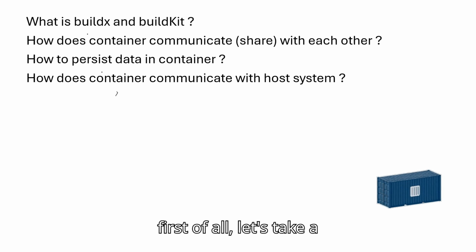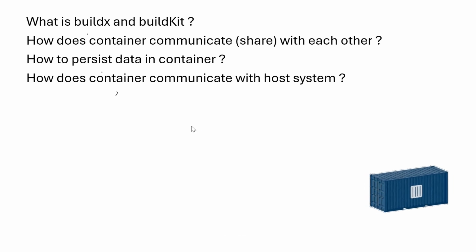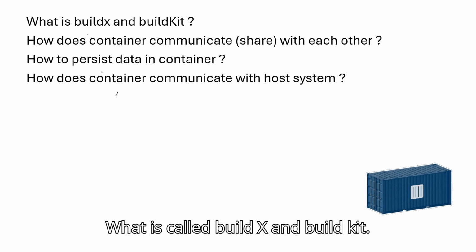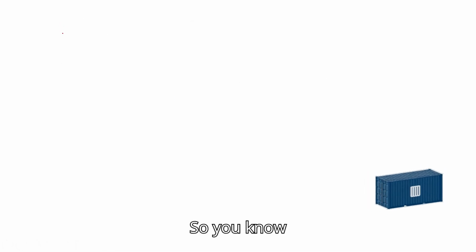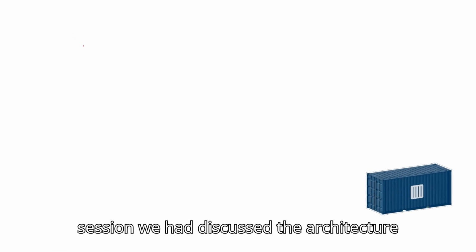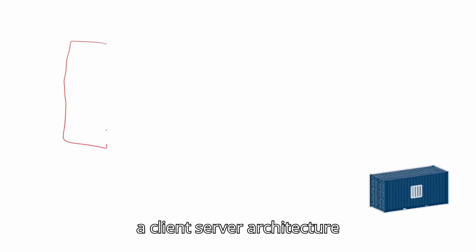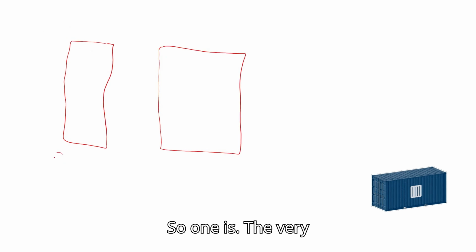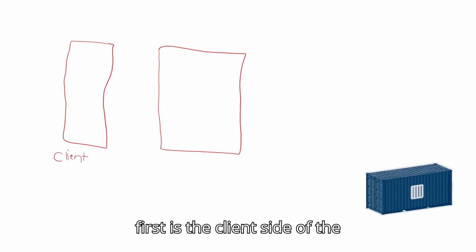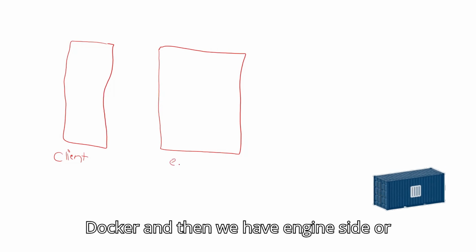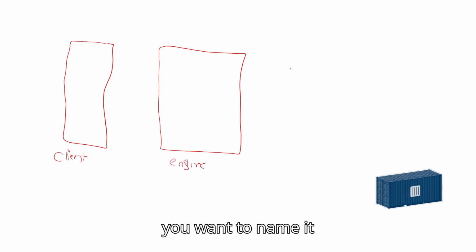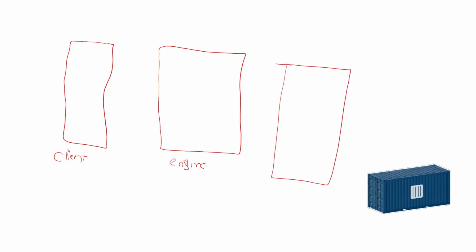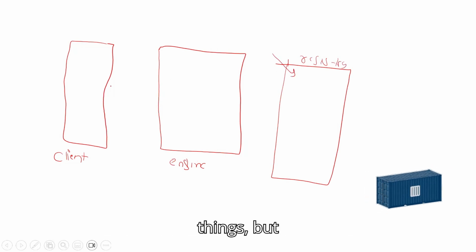First of all, let's take a look at what buildx and buildkit are. In the previous session we discussed the architecture of Docker. Docker follows a client-server architecture, and it has three components. The first is the client side of Docker, then we have the engine side, or you can say the server side or host, whatever you want to name it, and then the registry. We have already discussed all these things.